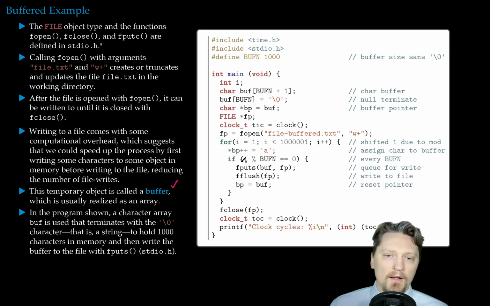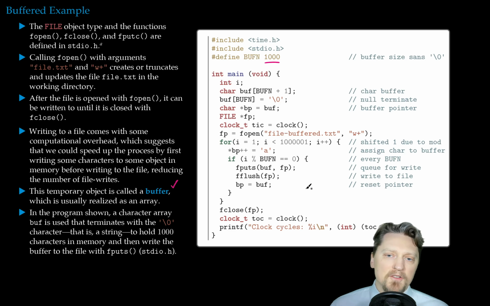So here, our variation is that we take the character A and we assign it to our buffer each time through the loop this time. And with this mod operation here, we take the index of our for loop, we mod with buff n, which is 1,000. So every 1,000 iterations, we're going to write this string to the file with fputs and fflush.